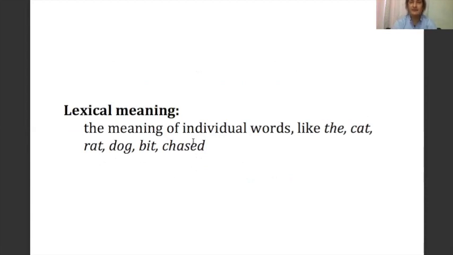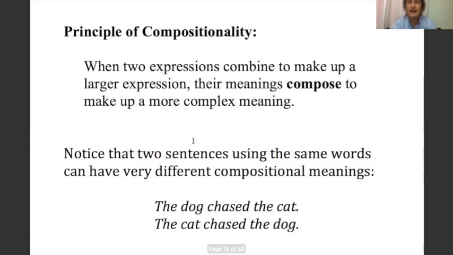Okay, so next we have to start looking at how we get these meanings to come out by putting together the pieces that we have. And the first pieces that we have are the words, sometimes called lexical items. We have individual words like the, cat, rat, dog, chased, okay? And we also have another piece of meaning that comes from how the words go together. Somehow we have to get the words to go together to mean more than just the list of words.